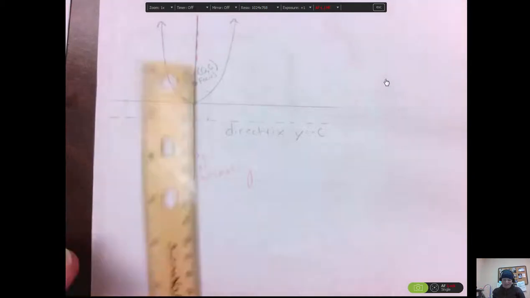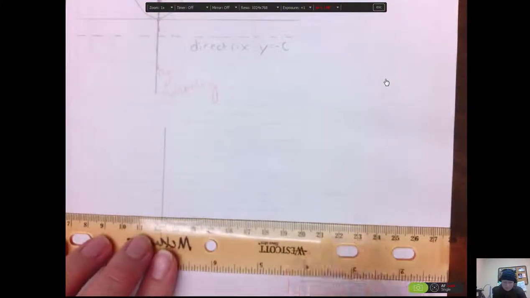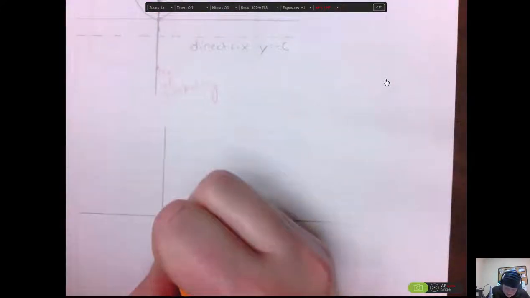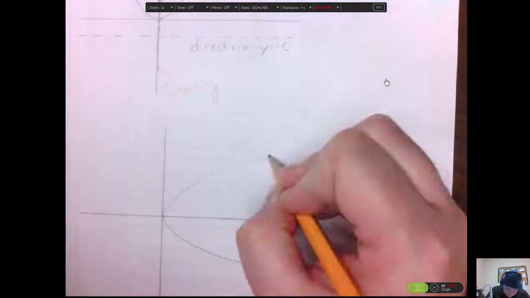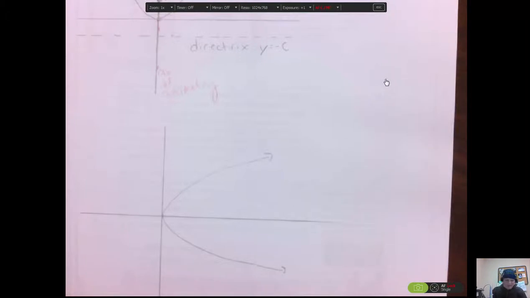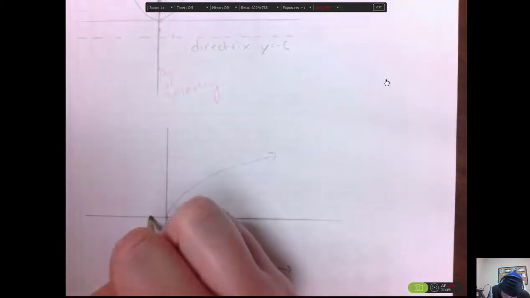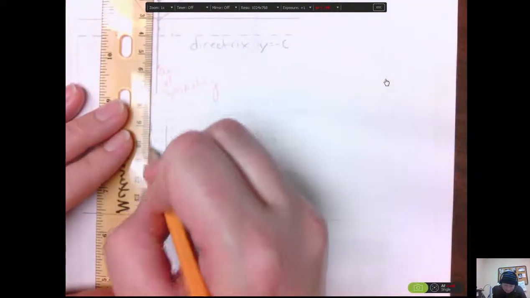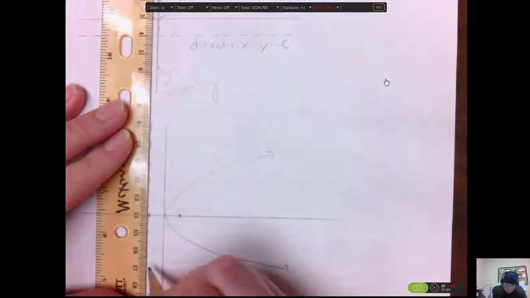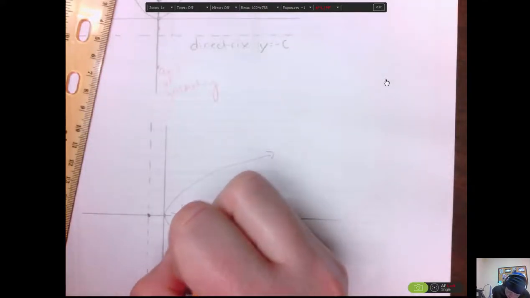We could also turn them sideways and talk about the same kind of thing. Let's draw one of those. We're still going to have our vertex here at 0, 0 for now. Here is another parabola, and our focus is here maybe, and then our directrix would be here. If we turn it, instead of being y equals c, the directrix is going to be the line x equals negative c, and the focus would be c, 0.